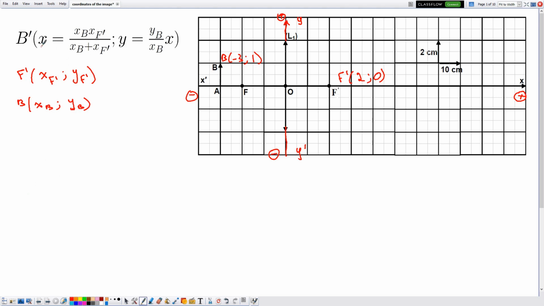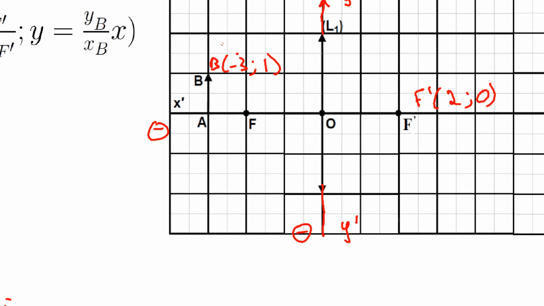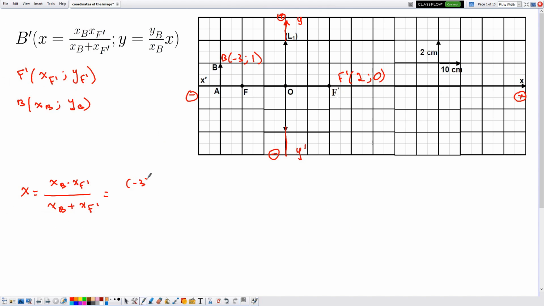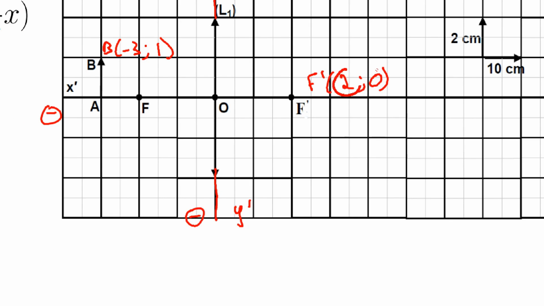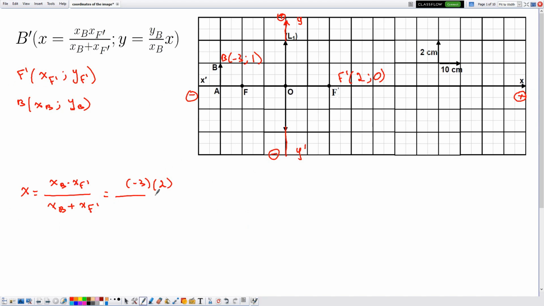So now the abscissa x of the point B prime is given by xB multiplied by xF prime divided by xB plus xF prime. So now the value of xB is minus 3 multiplied by xF prime, which is 2, divided by, now the value of xB is minus 3 and the value of xF prime is plus 2. So this will give us minus 6 divided by minus 1, which is equal to plus 6. So the value of x is equal to plus 6.